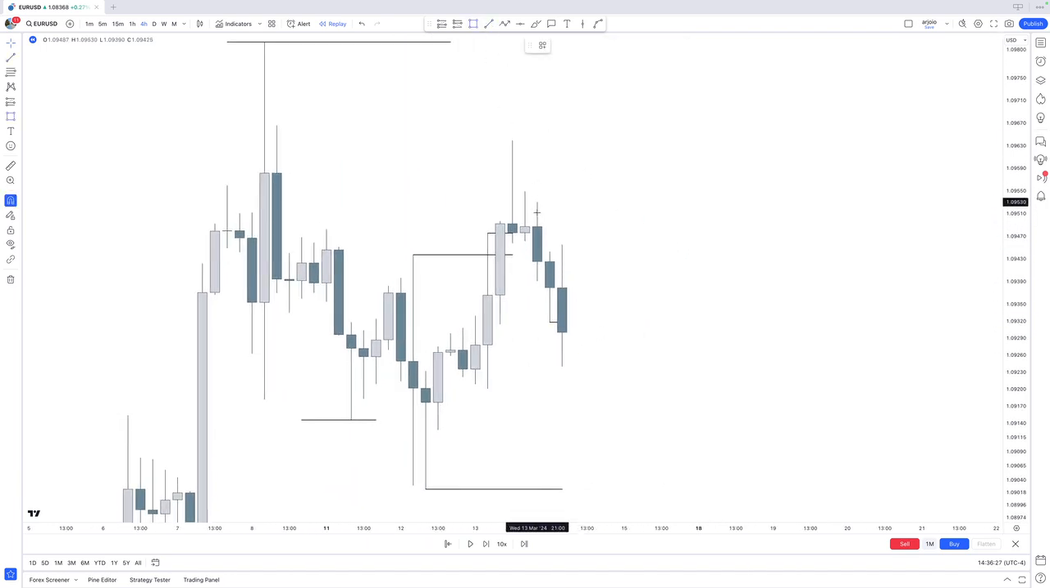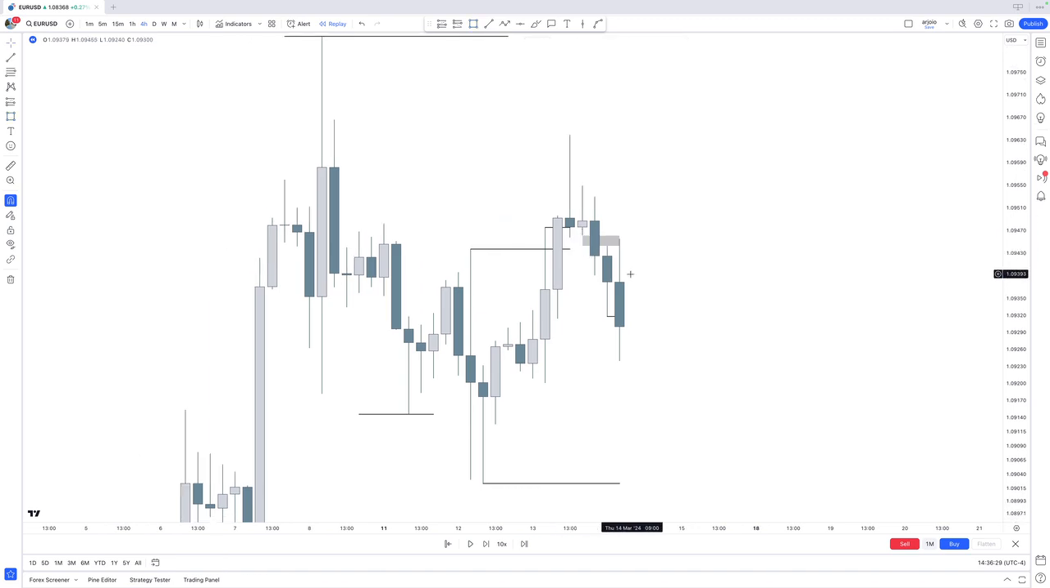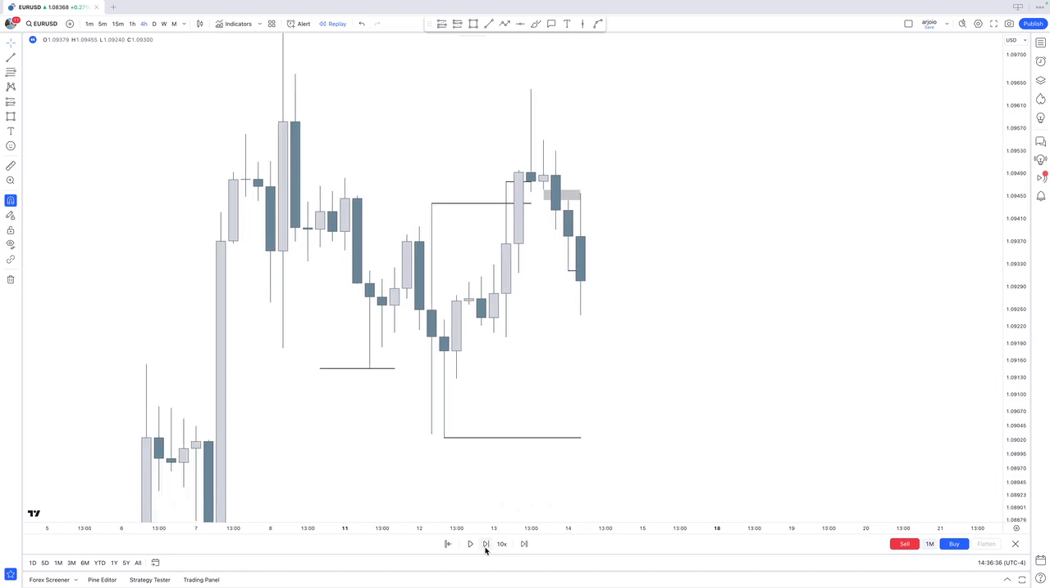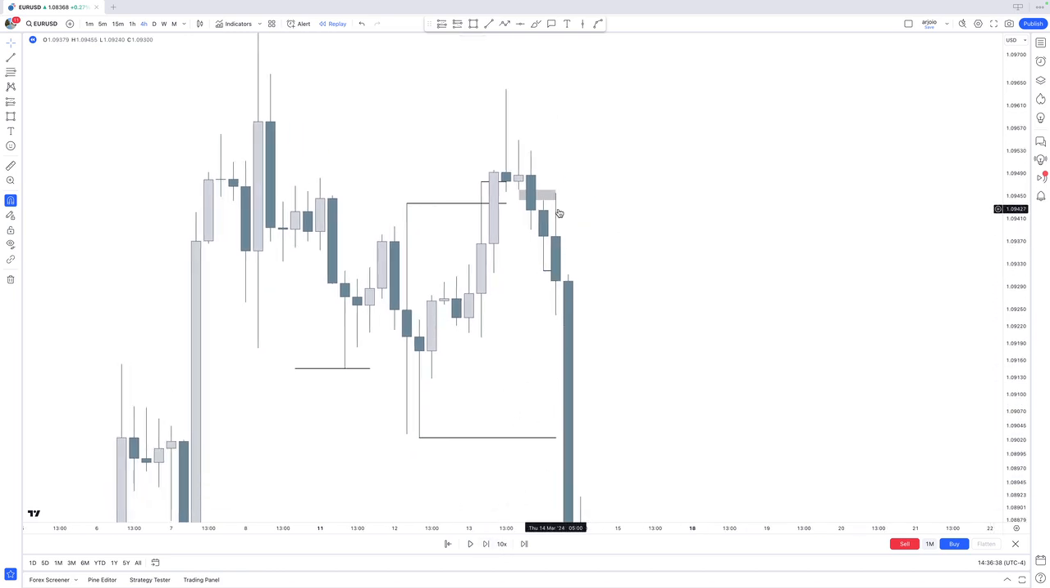We have this fair value gap right there, which we can look to continue lower from, and we have the previous candle low right there, which creates our context low, our context target. And then afterwards, we just need to find new usual context to trade the unusual context.